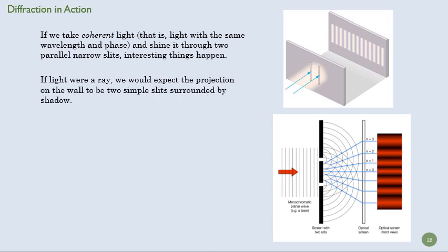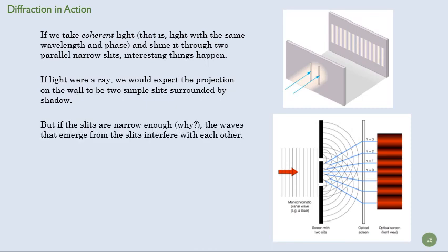Now, if light were just a ray or a particle, we would expect it to go through the slits and make two nice little lines on this wall over here. But that's not what happens. Instead, we get what is called a diffraction pattern. If these slits are narrow enough, in other words, if the opening is near the wavelength of light, where we get a lot of the effects of diffraction, then instead of two lines over here, we get a diffraction pattern that looks something like this.